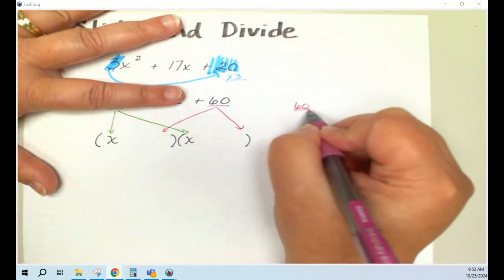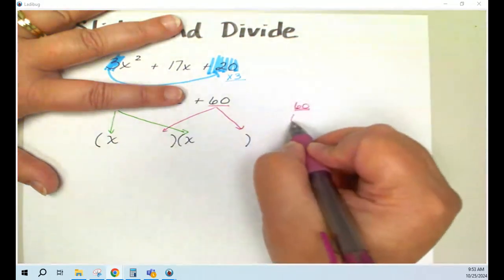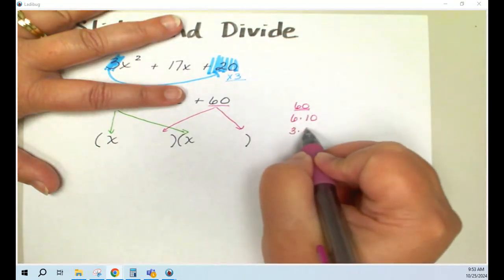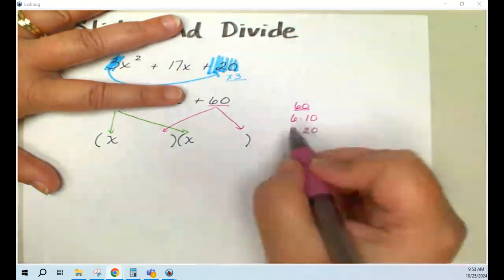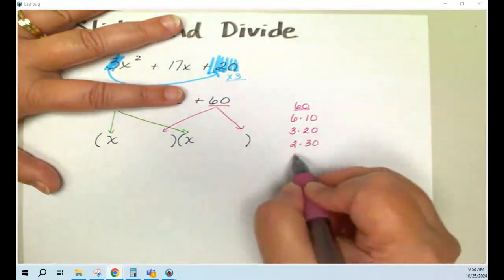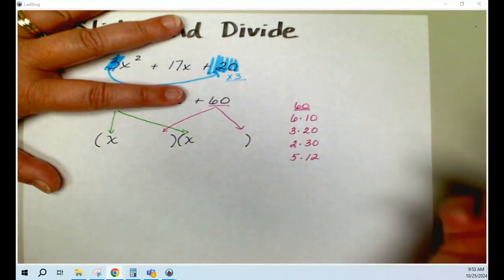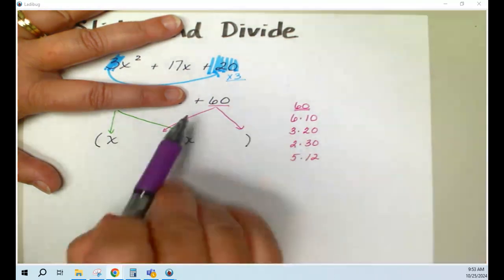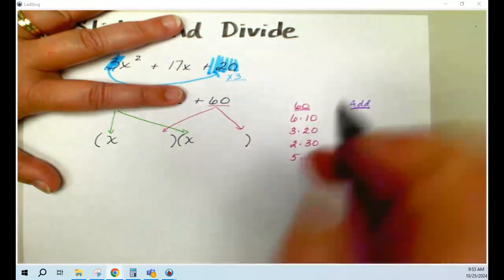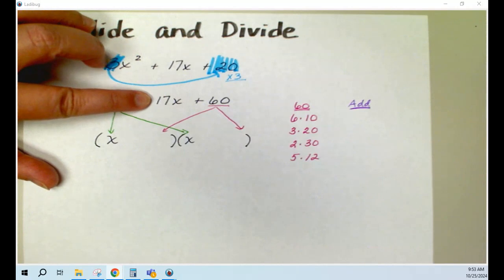So when we're working with 60, we're first going to think about what 2 numbers can we multiply together to get 60. So we could think about 6 times 10. We could consider 3 times 20. We could think about 2 times 30. We could think about 5 times 12. And we could keep on going. Okay. So the next thing we're going to look at is the sign in front of our 60. It's a plus. So that's going to tell us to add these 2 numbers together. And we're going to add trying to get this middle term of 17.